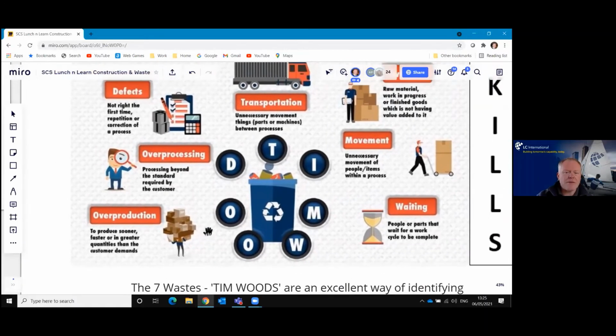Overproduction is all about, do we have the right materials delivered to us at the right time? Or do we have more than required? And if you're overproducing on one thing, the chances are you're underproducing on the things that you need. Think about what that overproduction does and how it affects some of these other wastes.